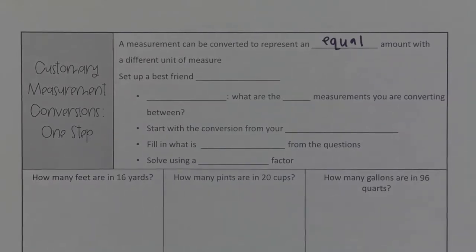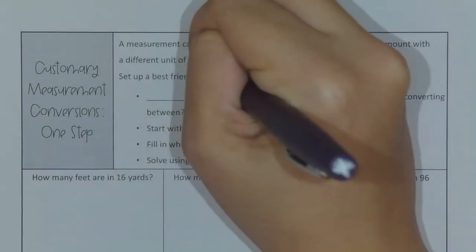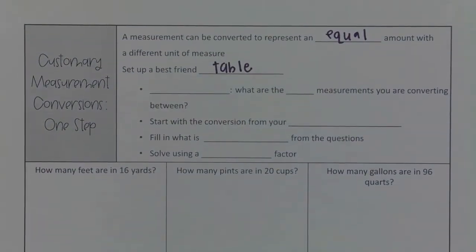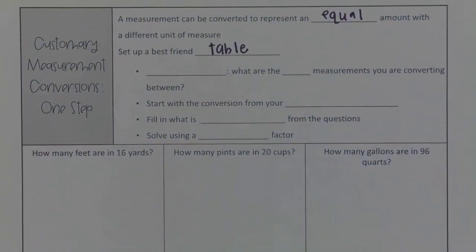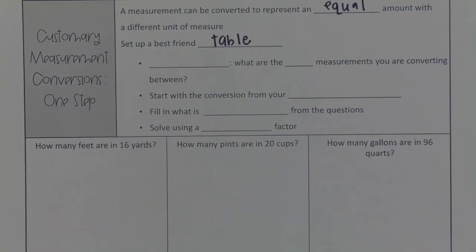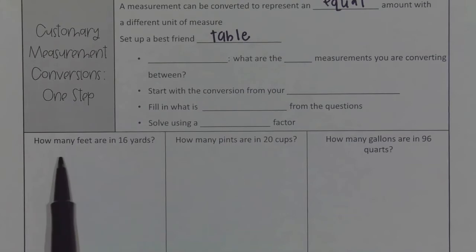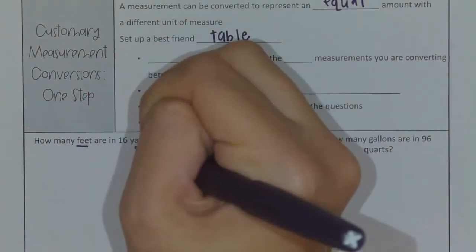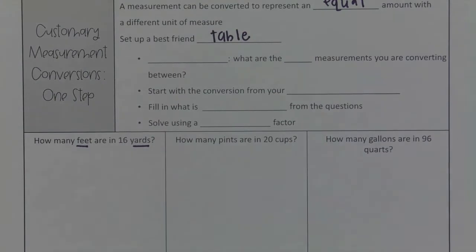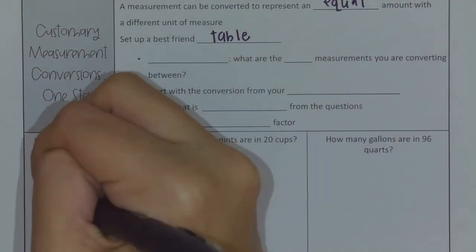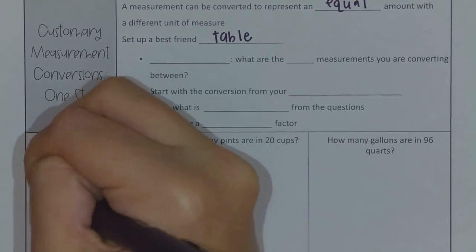So the first thing you want to do is what we call set up a best friend table. So that means when you read a problem, you're going to look for what are the 2 measurements that we are converting between, and we're going to set up a table. So I'm going to do a problem as we fill out our notes so you can see what we are referring to. So when I read this problem, this says, how many feet are in 16 yards? My 2 measurements that I am converting between are feet and yards. So I'm going to set up my table with feet on top, yards on the bottom.